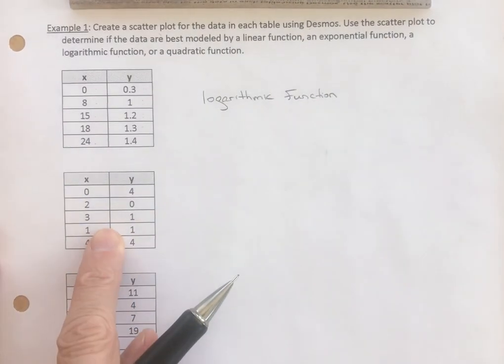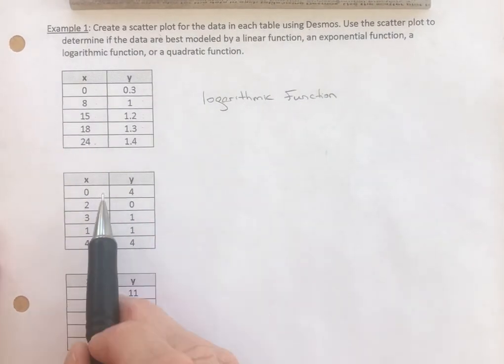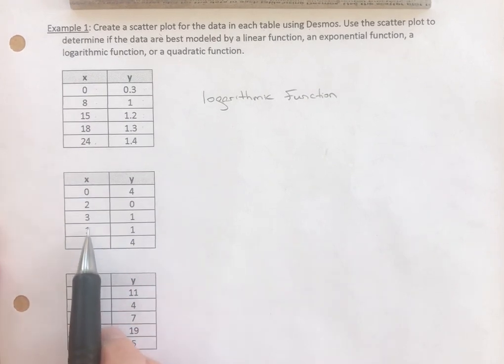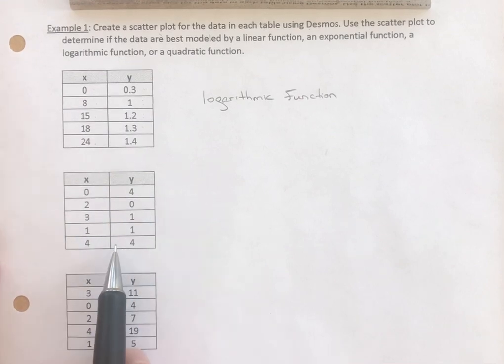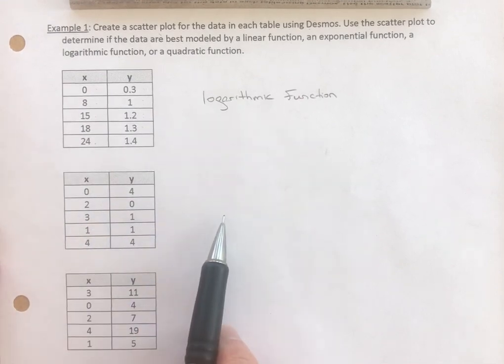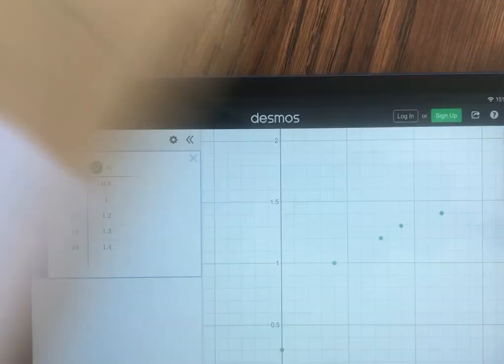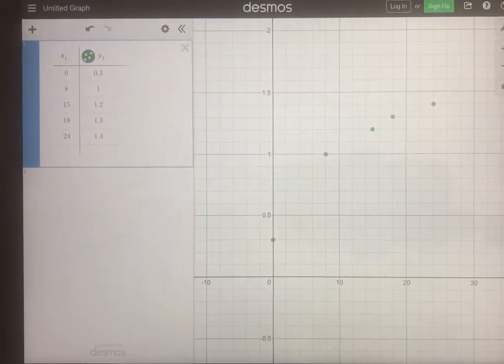Okay, let's look at the second example here. Notice their x values are kind of random. They're not in an order from least to greatest or greatest to least. That's okay. We can put them in just like this, and Desmos will show us what it looks like. So let's take this out, and let's go back into Desmos.